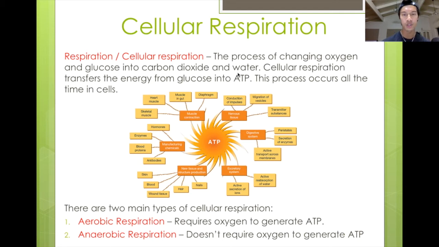It pretty much occurs all the time in your cells, and here is a diagram showing all of the different things you will use or need ATP for, ranging from your nervous system and digestive system to muscle contractions. Basically, everything you do requires ATP.